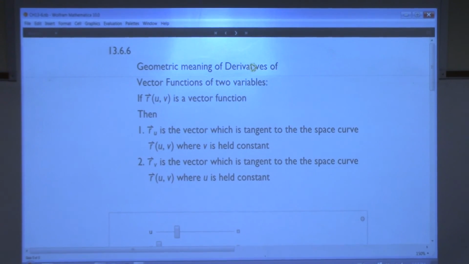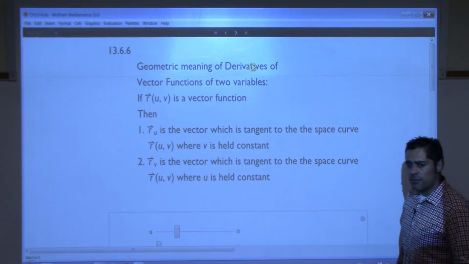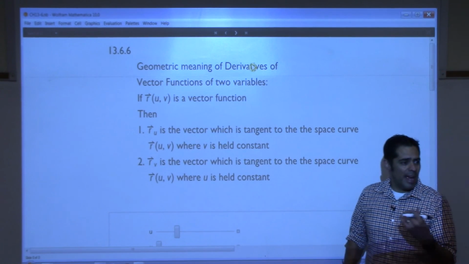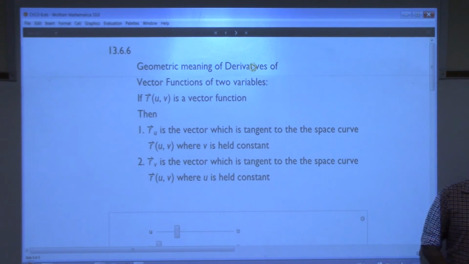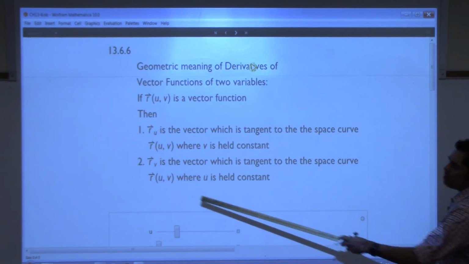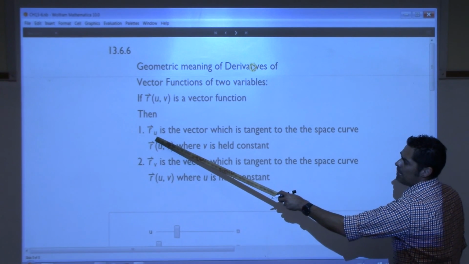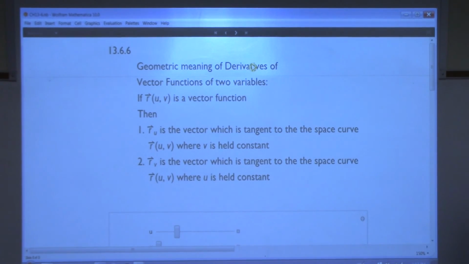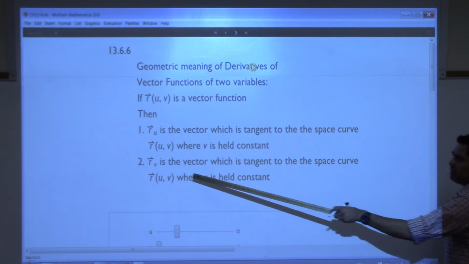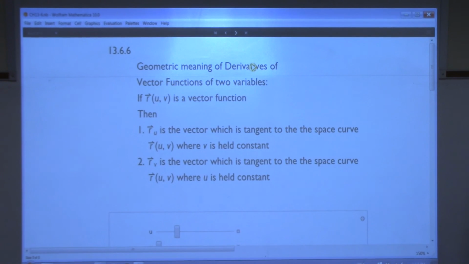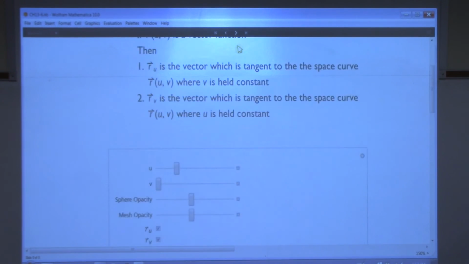Now, what does it mean to talk about the derivative of our vector function of two variables? Well, if we have two variables, then we can't take a derivative unless we hold one of them constant, like a partial derivative. So if you see this r subscript u, what it means is take the derivative of the vector function, treating your v like a constant. If you see r sub v, you take the derivative holding u as constant. But what does it mean geometrically?